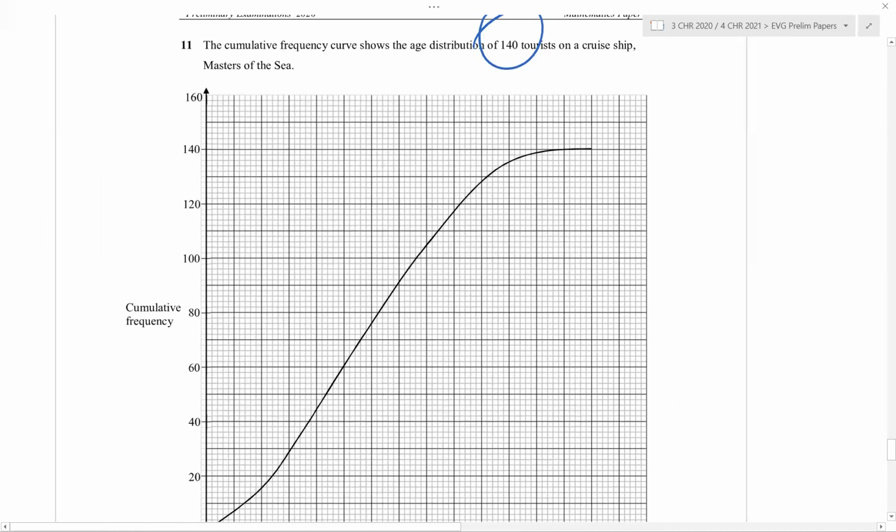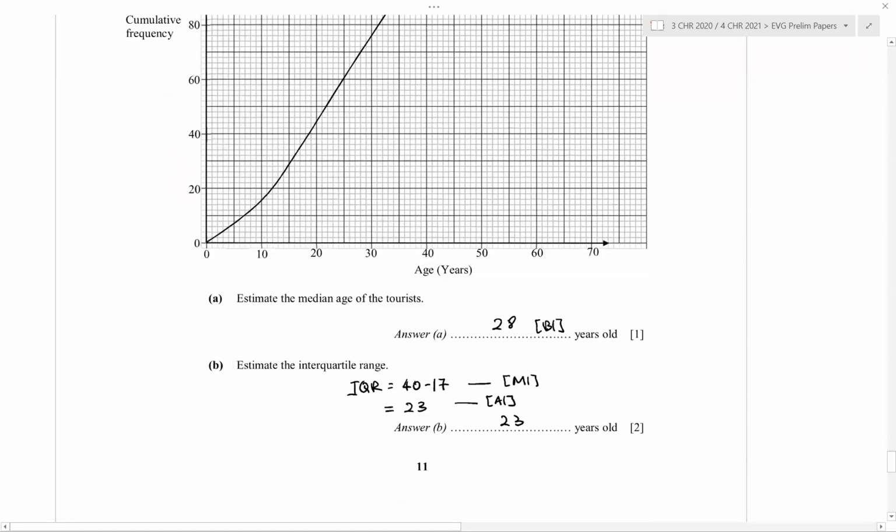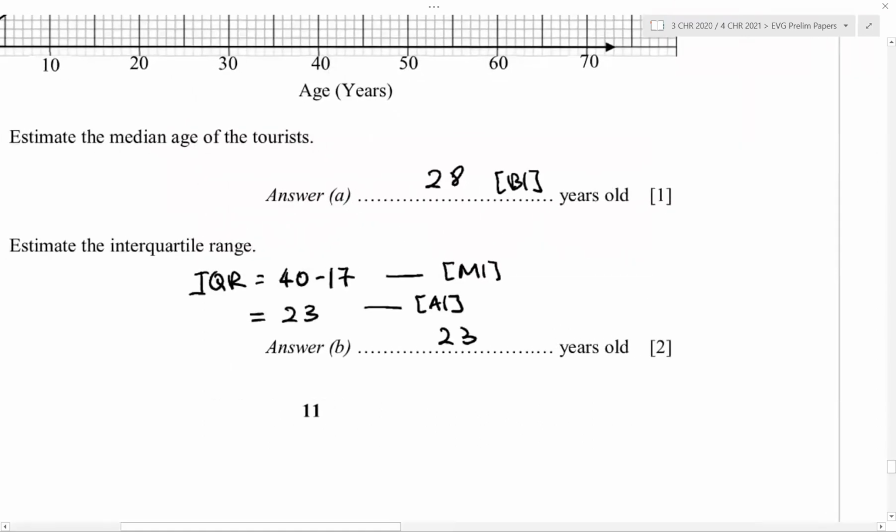Oh, is it because you use 160 as the maximum? Why is 160 the maximum? No. Maximum is 140. Okay, interquartile range 23. So if you didn't use 140, then your interquartile range is also wrong already. Everything wrong.